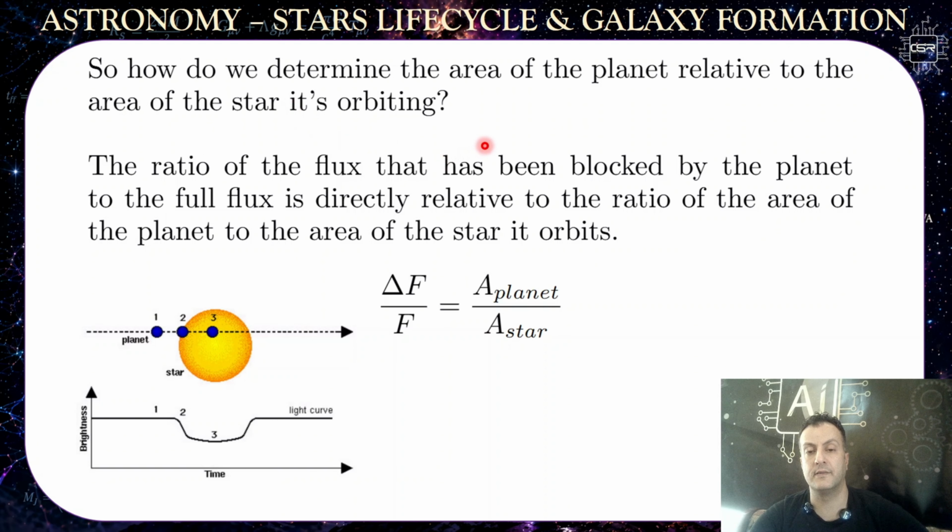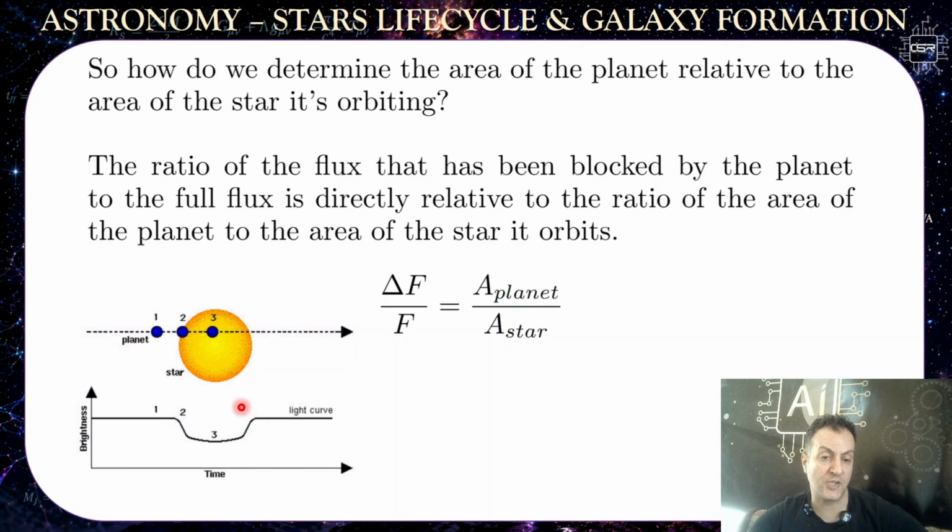So how do we determine the area of the planet relative to the area of the star it's orbiting? The ratio of the flux that has been blocked by the planet to the full flux is directly related to the ratio of the area of the planet with respect to the area of the star it's orbiting. In other words, delta F, which is the change of the flux in relation to the full flux of the star, or delta F over F, is equal to the area of the planet divided by the area of the star it's orbiting.